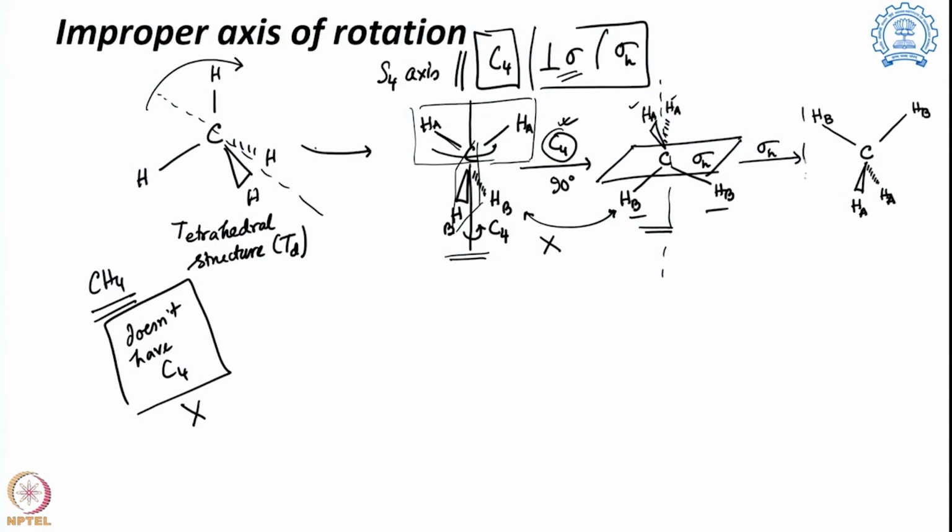So, this is the molecular structure I am going to get if I do a C4 followed by a perpendicular sigma, or sigma h, after that. And this molecule and the original molecule, now you can see, are superimposable.